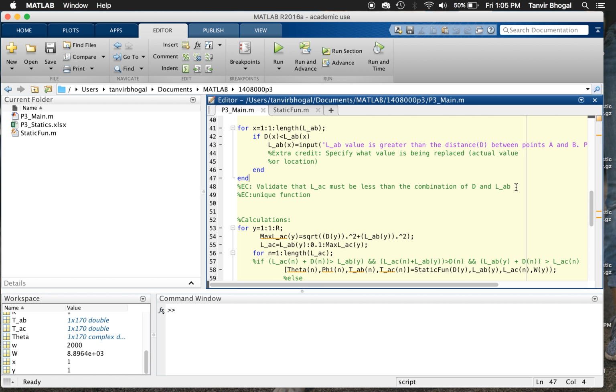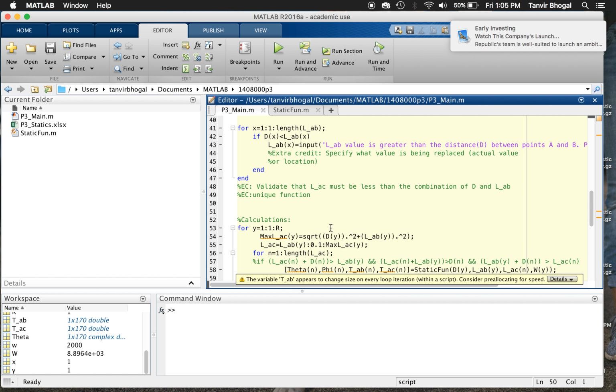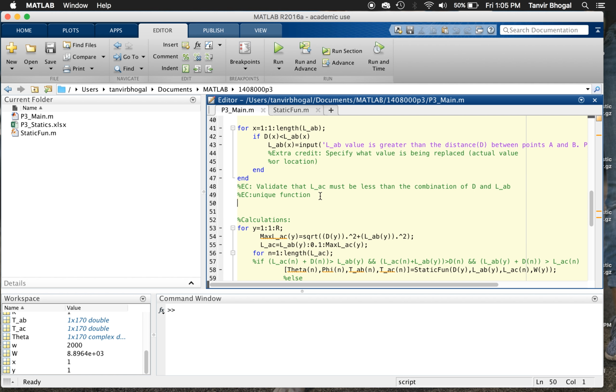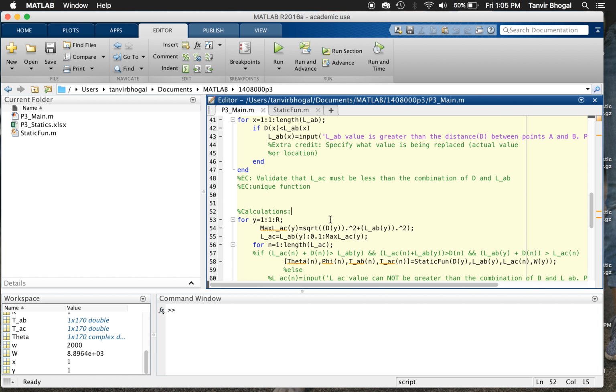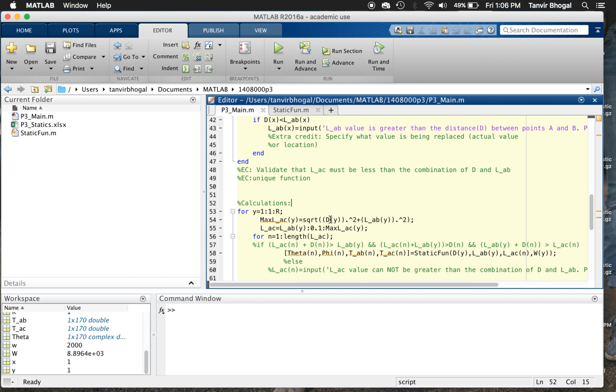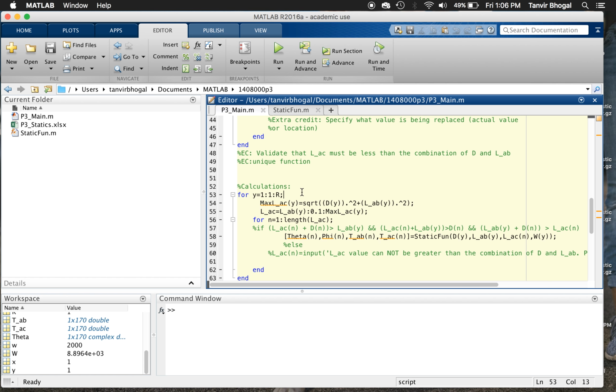Another extra credit opportunity we saw was to validate that LAC must be less than the combination of D and LAB, which is the simple triangle theorem, which I will explain in depth a little bit later. And we also saw an opportunity to use the unique function, where just in case our Excel file had multiple values, it would take the unique of them and make sure that we didn't have any repeating values and everything was working efficiently.